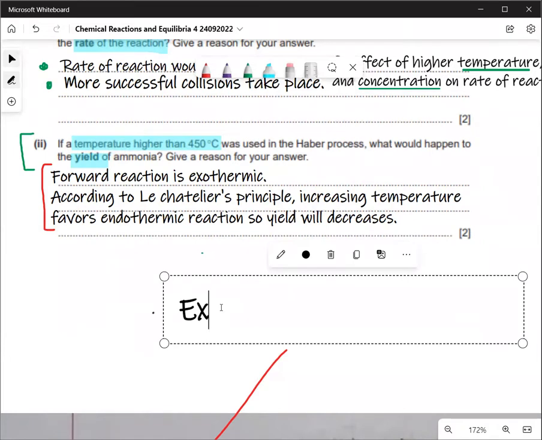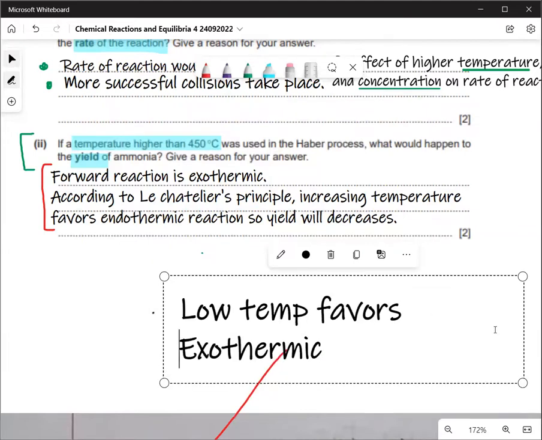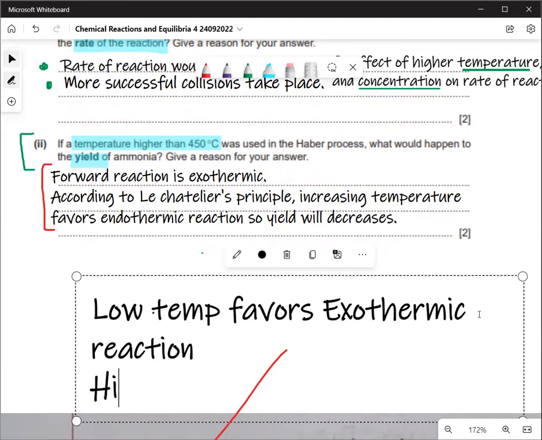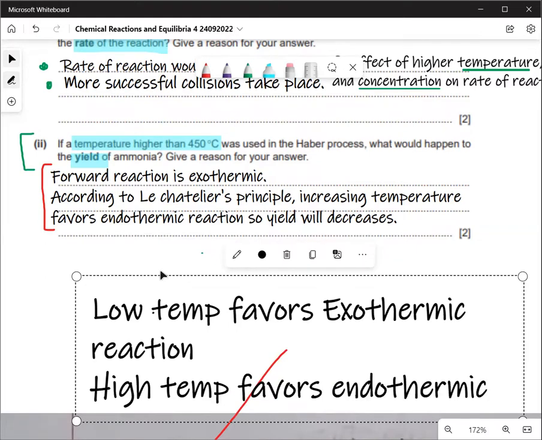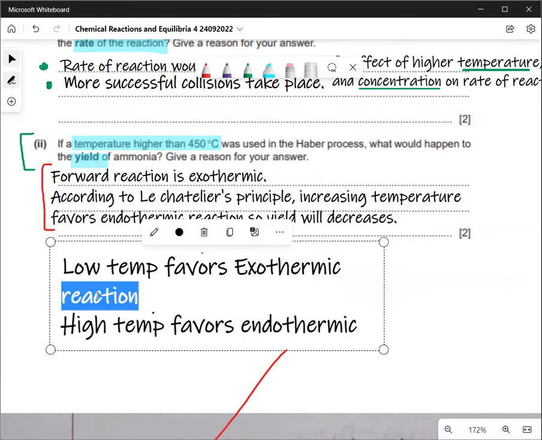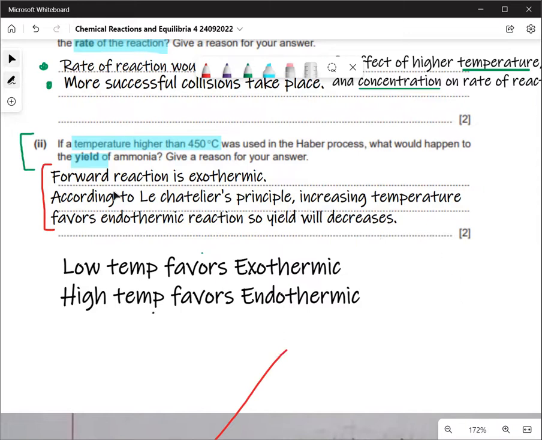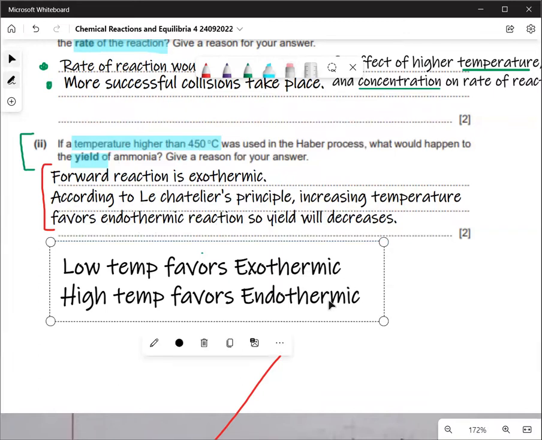Low temp favors exothermic reaction. High temp favors endothermic. Now, our reaction is exothermic. If you increase temperature in an exothermic reaction, then the yield will decrease, because high temperature does not favor exothermic. It favors endothermic. So that is why the yield will decrease.